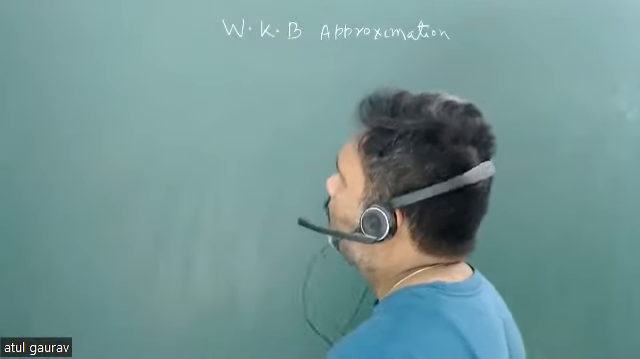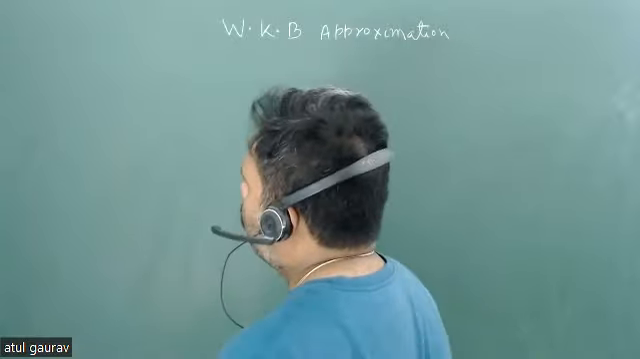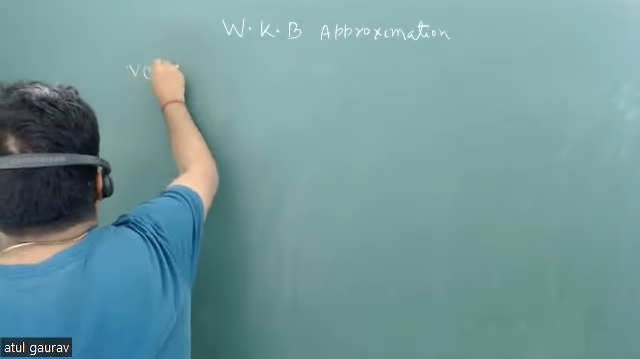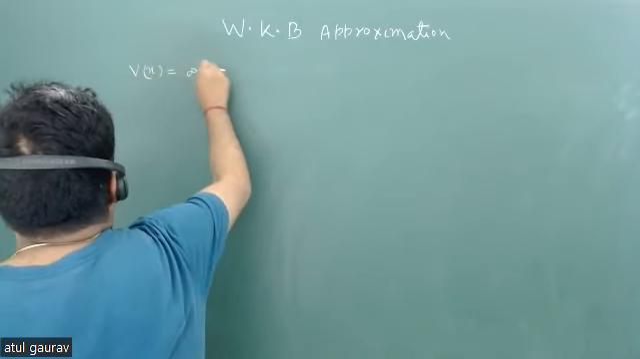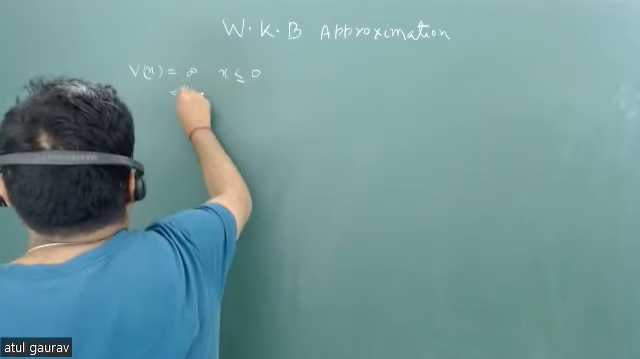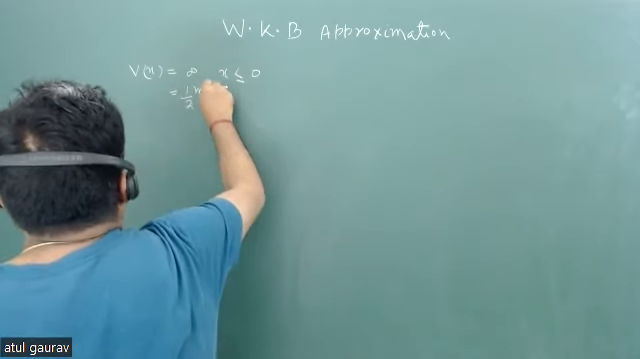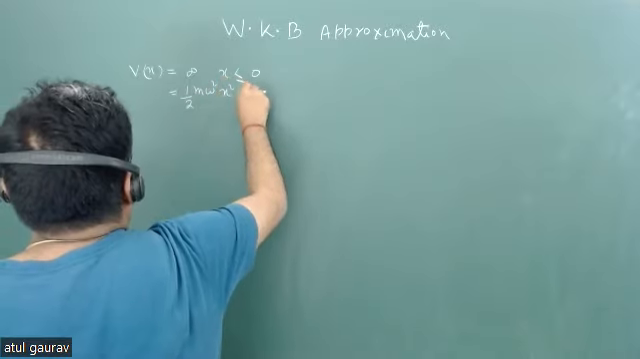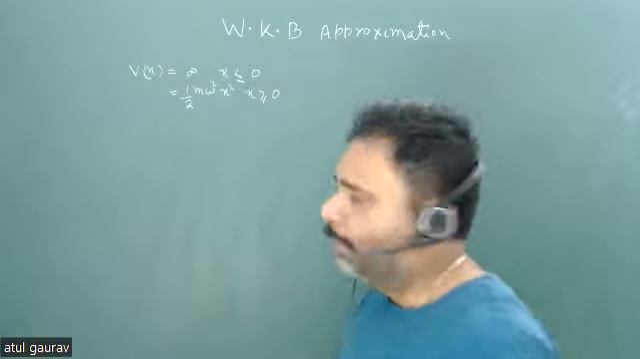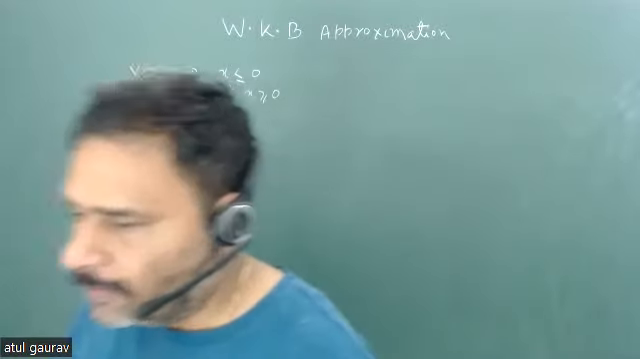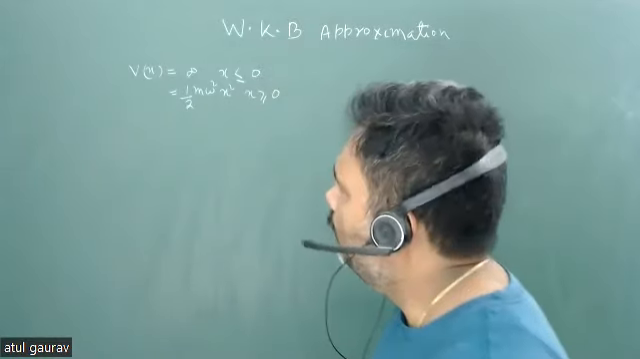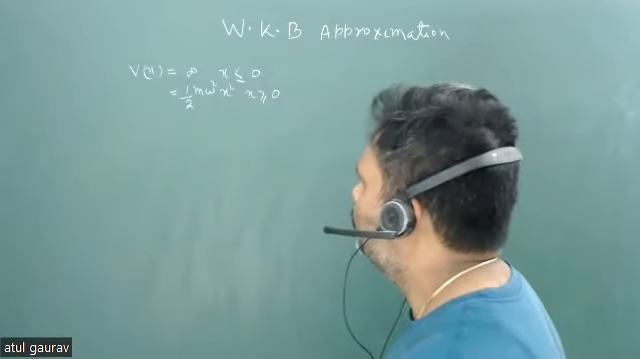So let's go for some more problems. Here we have our potential: V(x) is equal to infinity if x is less than 0, and is equal to half m omega square x square if x is greater than 0. Suppose this type of potential is there, and we just want to calculate the energy from the WKB approximation.